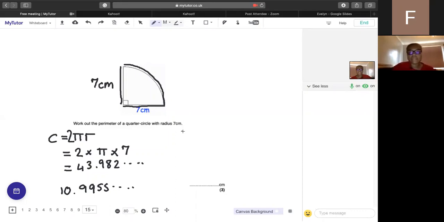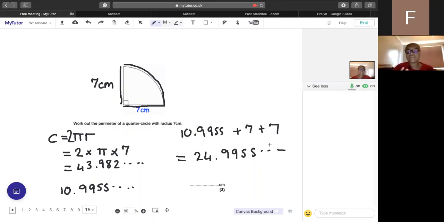So our final step now is to do our 10.9955. Make sure that it's still stored in the calculator. Press Ans, and then you're going to add 7 and add 7 again. So add 7 and add 7 again, and you should get 24.9955, and it goes on. Now, I would say leave it to at least 1 decimal place. If we round this, we are just going to get to 25 centimeters.